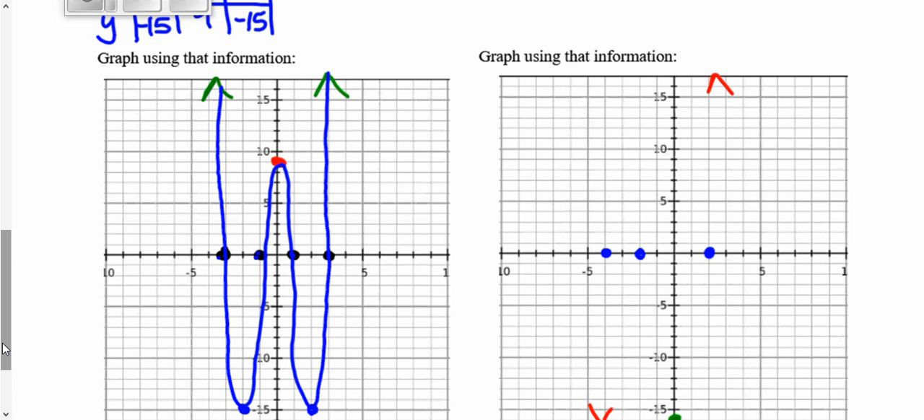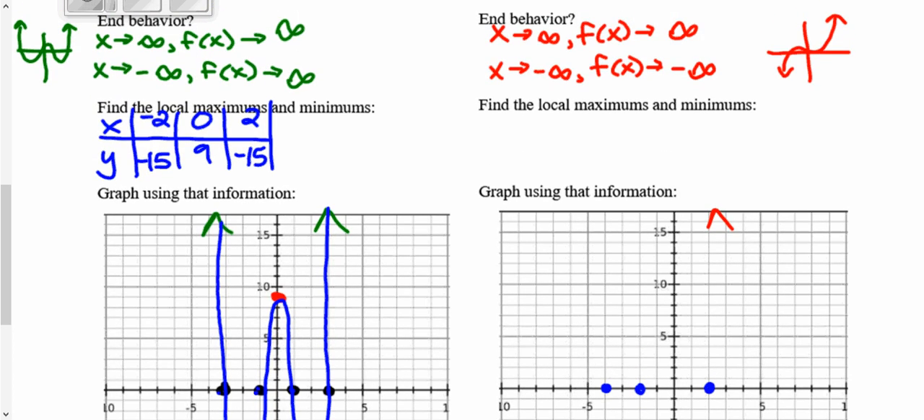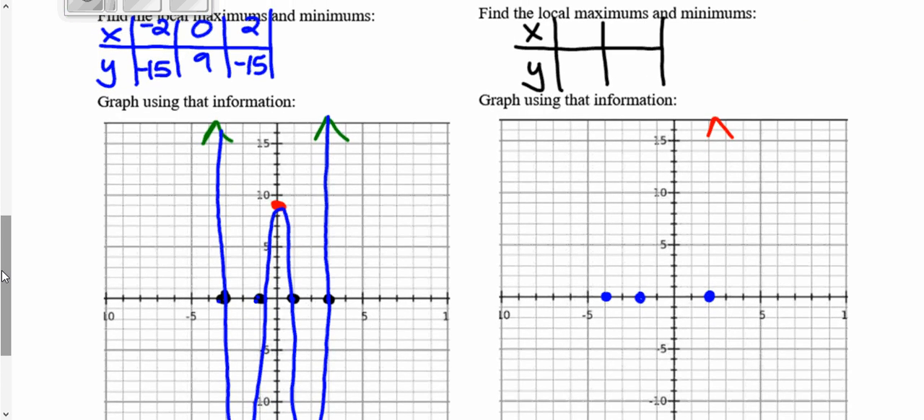All right, the last piece of information we need here is the local max and mins. These are the turning points. This is where we create an XY chart. Okay, so people always forget how to start this. Remember the x values are whatever is in between your two x-intercepts. So in between -4 and -2 is a -3. And in between -2 and +2 is 0. And then to find the y values, you just plug that in for x.